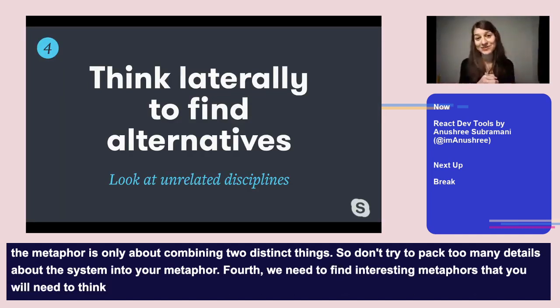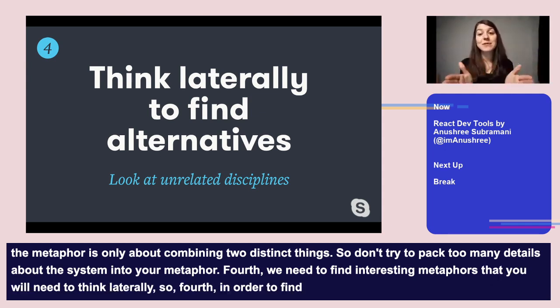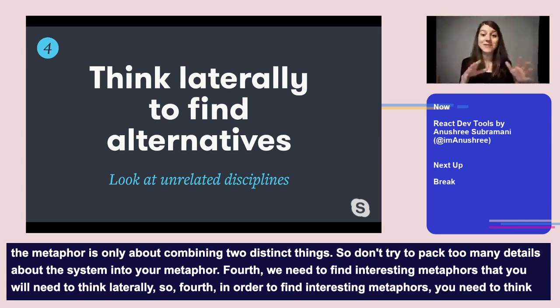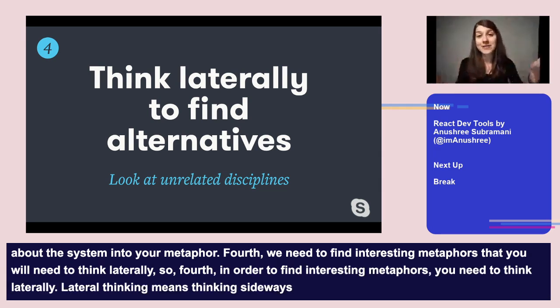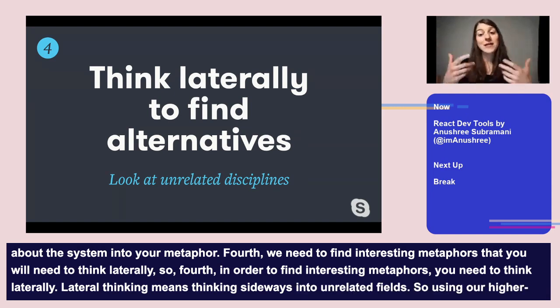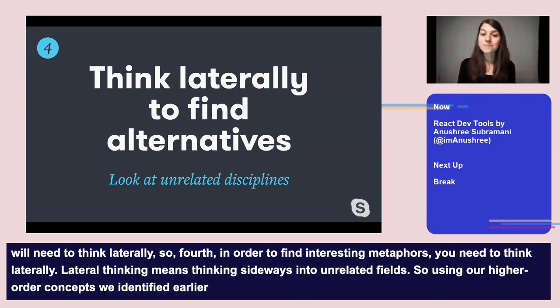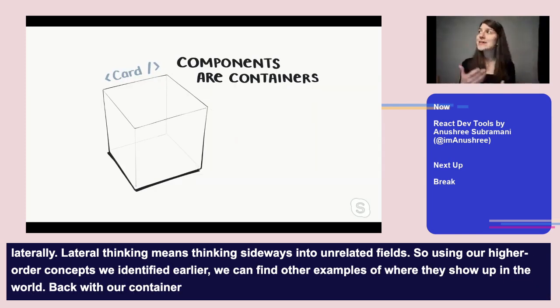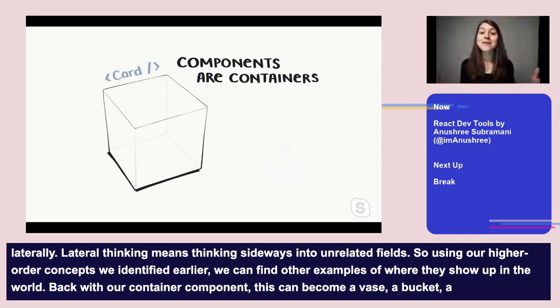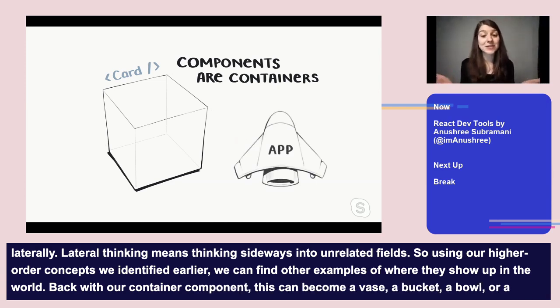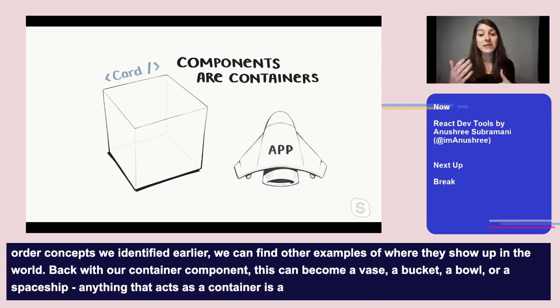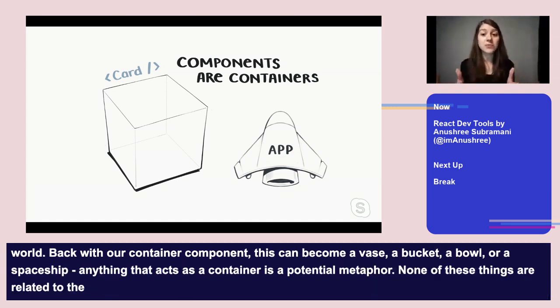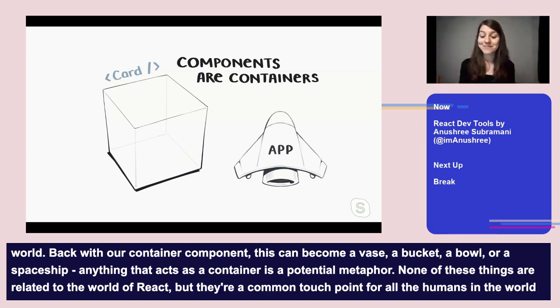Fourth, in order to find interesting metaphors, you'll need to think laterally. And lateral thinking simply means thinking sideways into unrelated fields. So using our higher order concepts that we identified earlier, we can find other examples of where they show up in the world. So back with our container component, this could become a vase or a bucket or a bowl or a spaceship. Anything that acts as a container is a potential metaphor. None of these things are related to the world of React, but they're a common touch point for all the humans in the world who don't know React yet and might want to learn it.